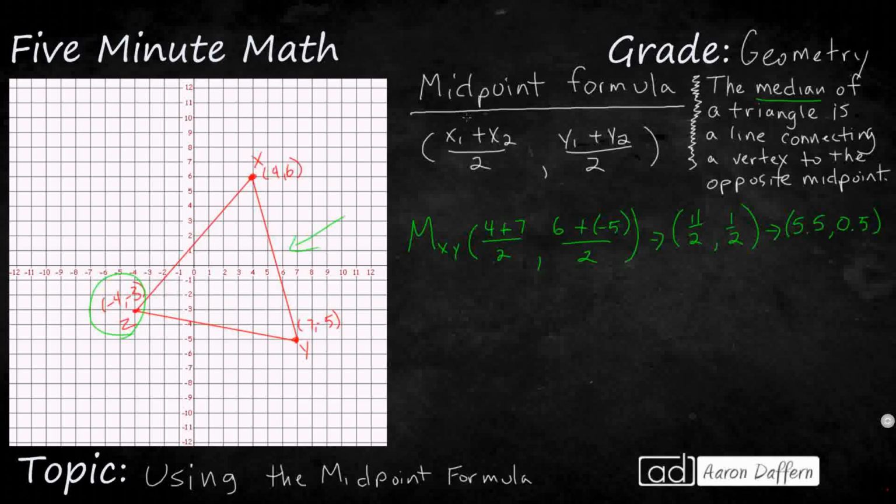So then I would draw a line, and now I would need to find that spot. 5.5 and 0.5 looks like it's going to go right around there. If I were to connect those two, it would look something like this: a straight line going from Z to point M. And so we know that ZM is the median, and by definition, that median is at the midpoint. So I can say that line segment XM is congruent to line segment MY because that median is a bisector.